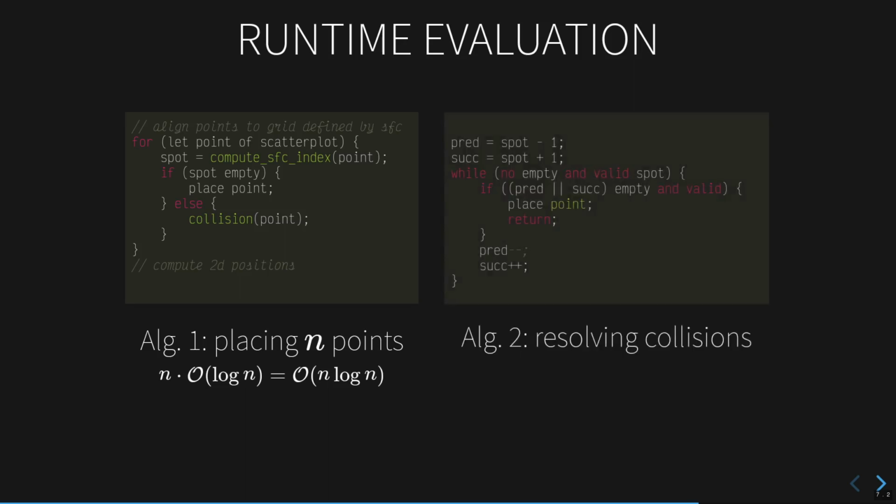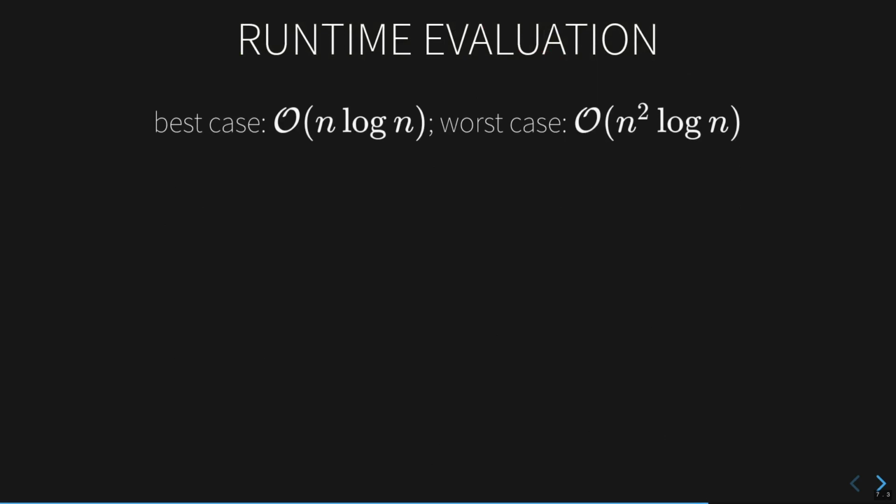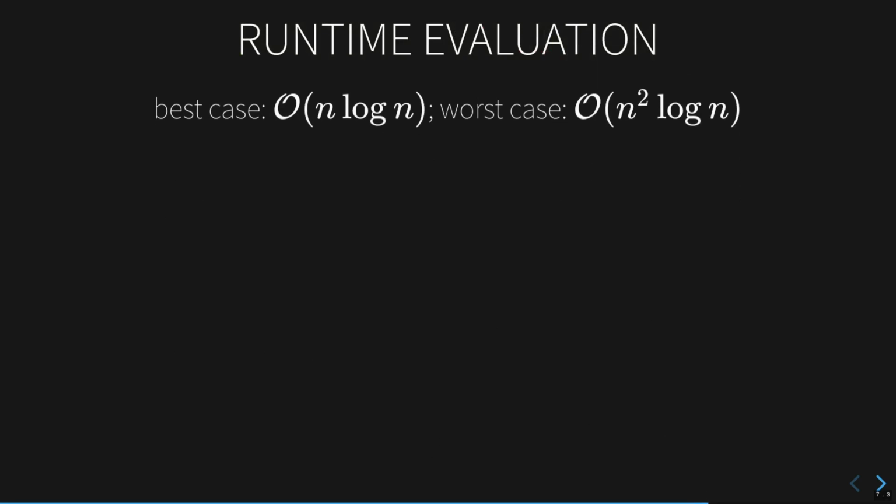runtime. The runtime for the collision is in the best case O(1) if the next or the previous spot is available. In the worst case, algorithm 2 finds all already occupied spots until it finds an empty spot. So algorithm 2 has in the worst case a runtime of O(n). So all in all, the best case for Hagrid is O(n log n), and the worst case is O(n squared log n).